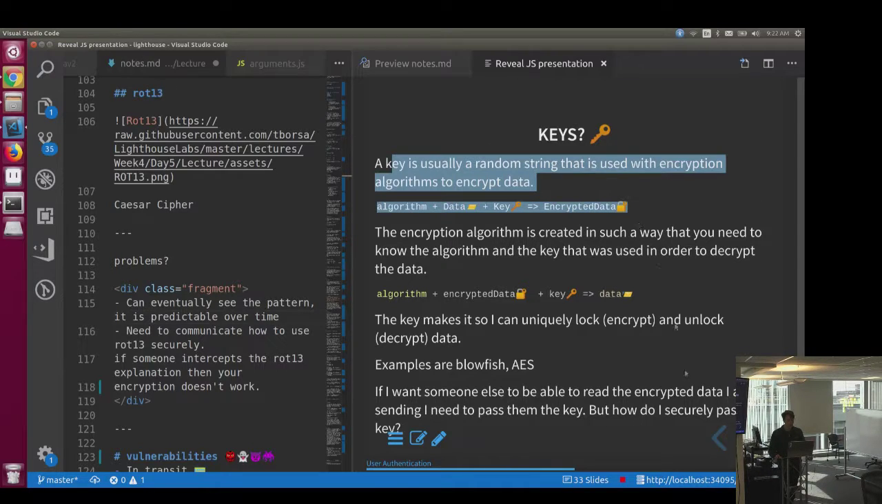So we can use one of these algorithms, but we still have that problem where I need to securely pass someone my key. If me and Carlo are going to be communicating over AES or something, I still have to give him a key so that he can send the information to me securely, and we can do it vice versa as well.